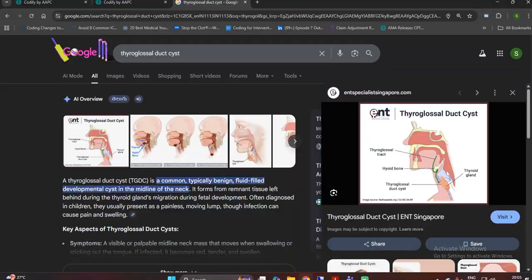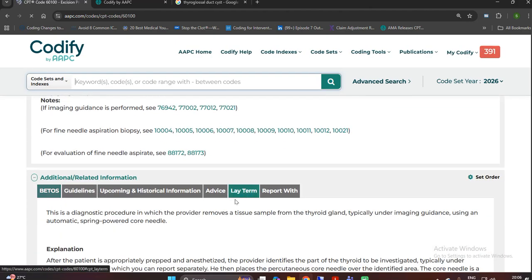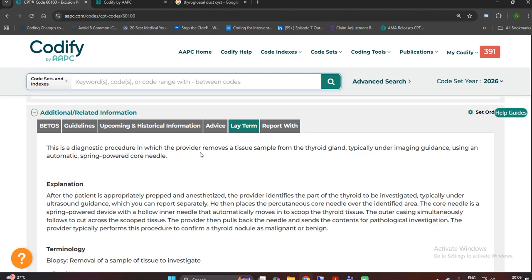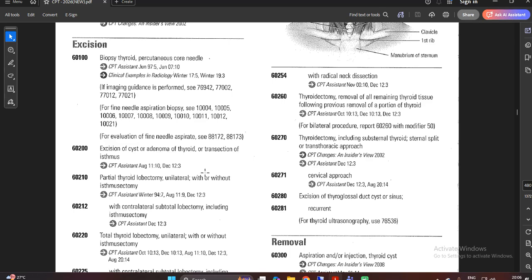60100, we will see once. See here, this is a diagnostic procedure in which the provider removes a tissue sample from the thyroid gland, typically under imaging guidance using an automatic spring powered core needle. Got it, guys? So how do you code now? How do you decide whether you need to code from the 60000 series or the 10000 series? If it is tissue, then we can code the 60000 series, and core needle biopsy. If it is the fluid outcome, then we can code the 10000 series.